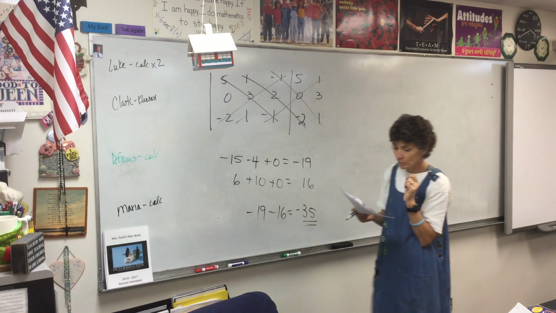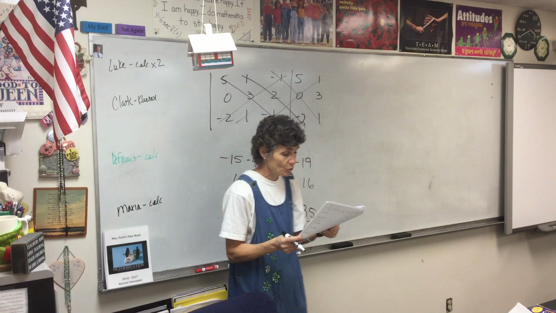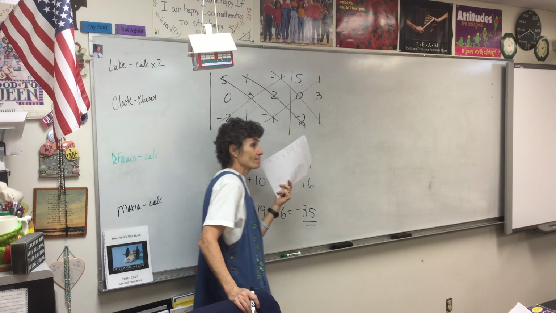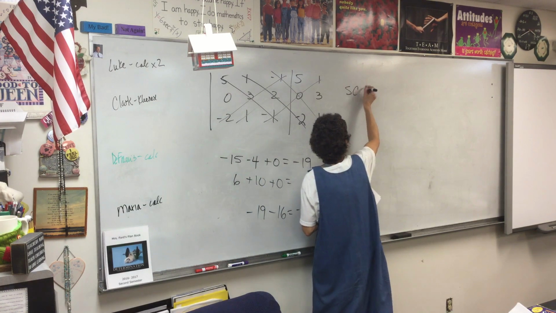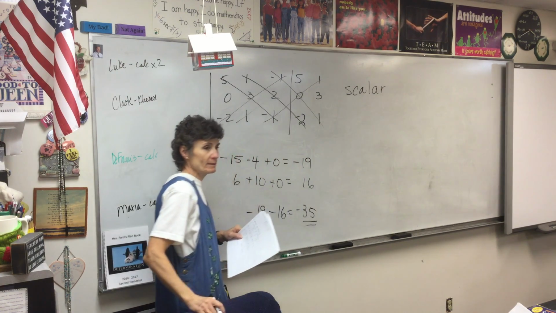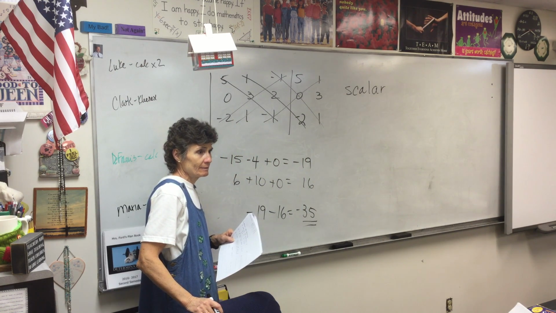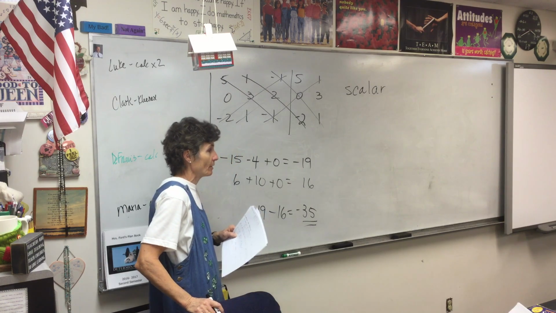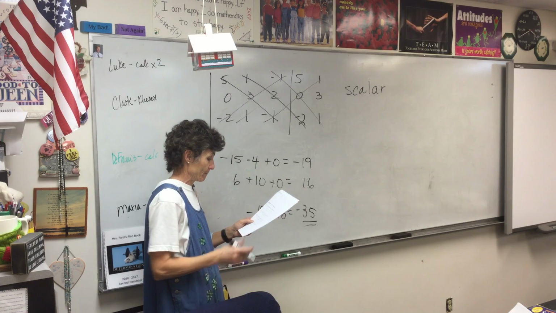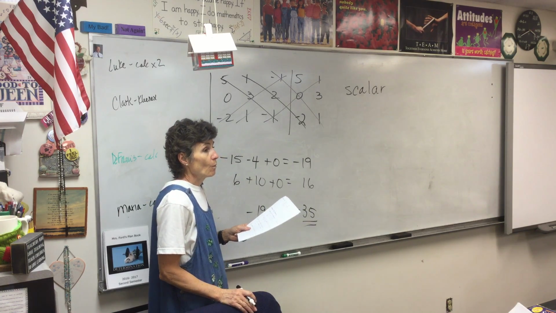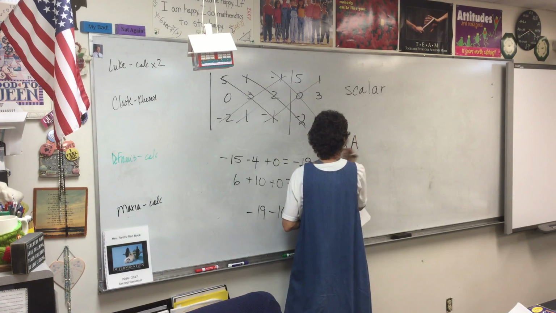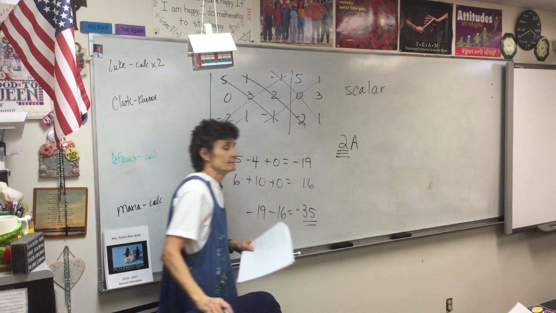In the expression 2A, where A is a matrix, what is 2 called? Scalar. Remember that word? It's a scalar. I hope I didn't forget to tell you that. Oh, I did tell you, okay. That coefficient is called a scalar. Are all of them scalars or just the top one? No. The number in front of 2A.